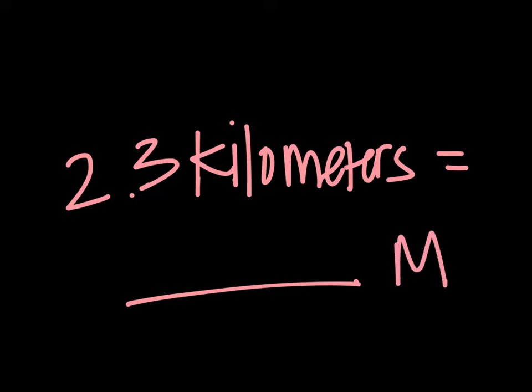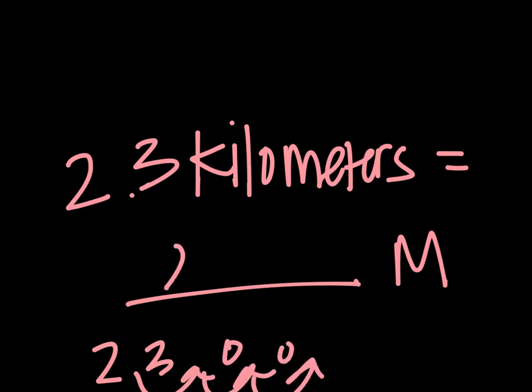Okay, so again, if we had, let's say, 2.3 kilometers, and we wanted to convert them into meters, we would jump down those stairs 1, 2, 3 times. So our decimal is going to move 3 places, 1, 2, 3, to get 2,300. Okay, so that's just a quick little review.